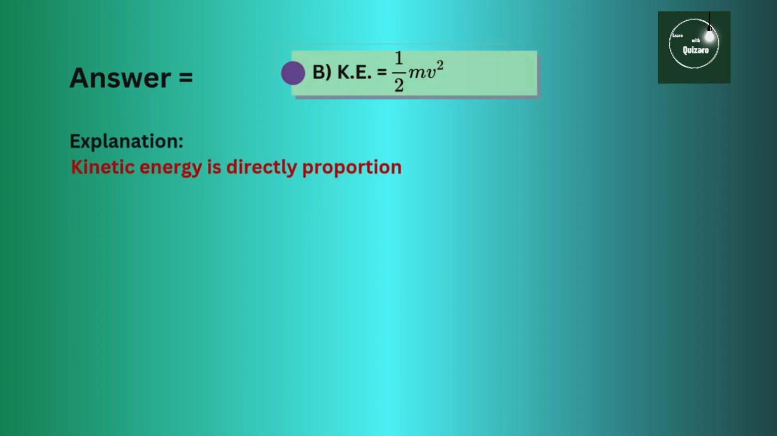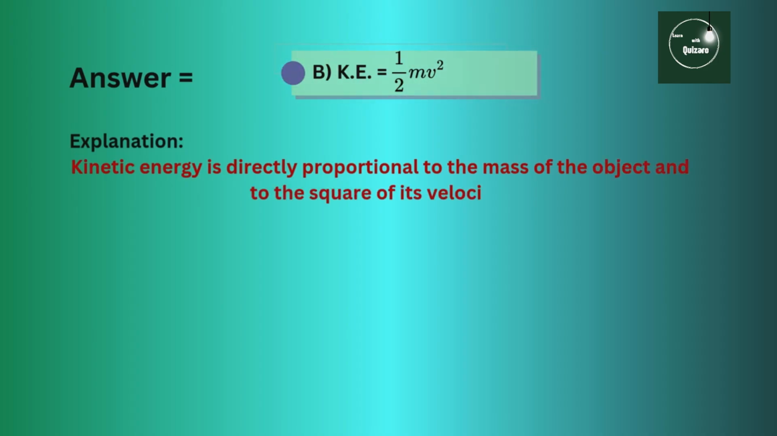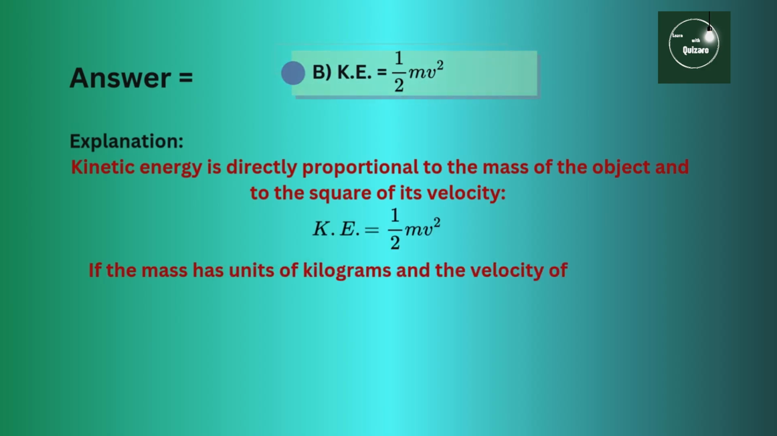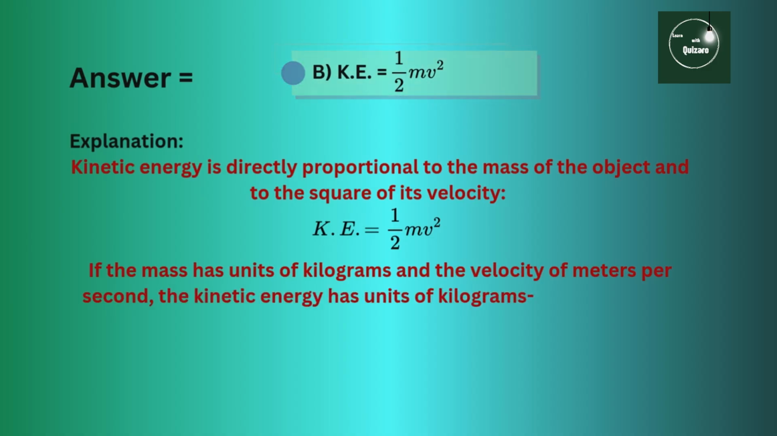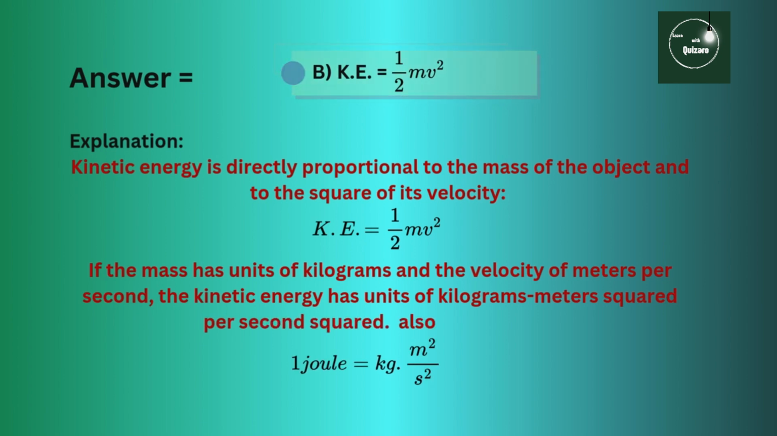Answer is B. Kinetic energy is equal to half mv squared. Kinetic energy is directly proportional to the mass of the object and to the square of its velocity. If the mass has units of kilograms and the velocity of meters per second, the kinetic energy has units of kilograms meters squared per second squared, also called joule. 1 joule is equal to 1 kilogram meter squared per second squared.